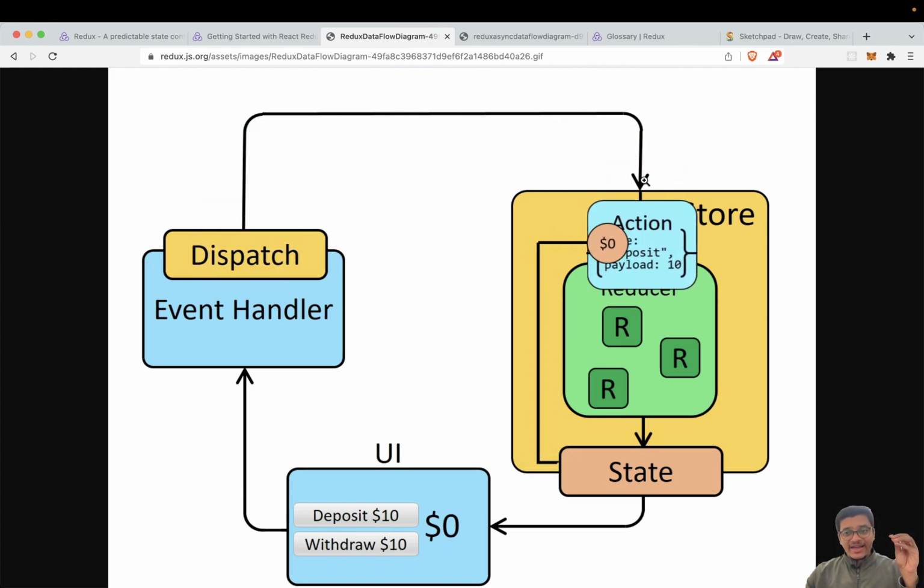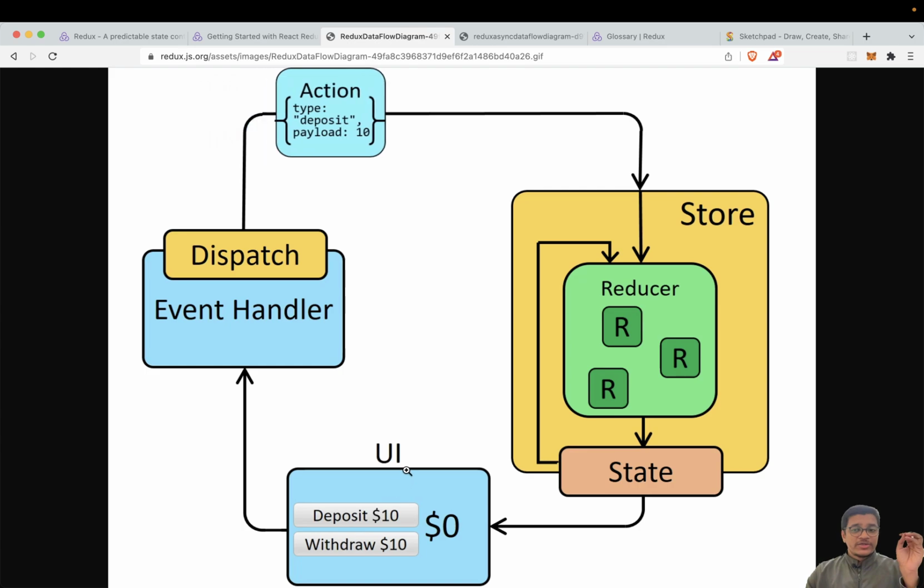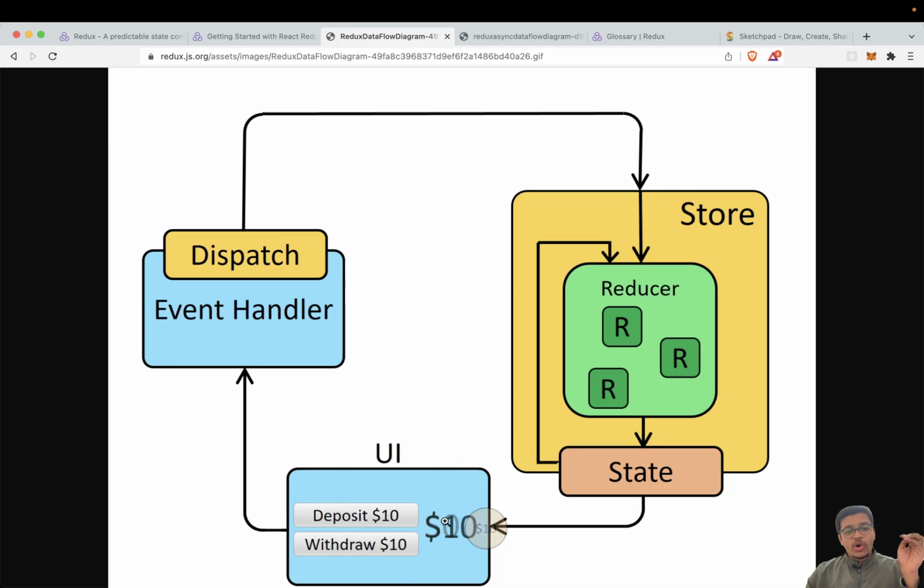What do you mean by action? What do you mean by store? What do you mean by reducer? What do you mean by state? Right? What do you mean by UI? So UI is normal UI. So I will start from the UI. I consider that you guys know what a React component is.